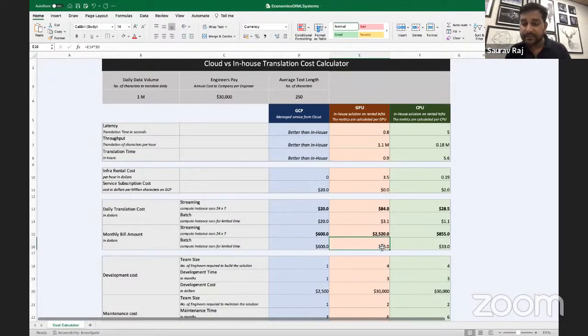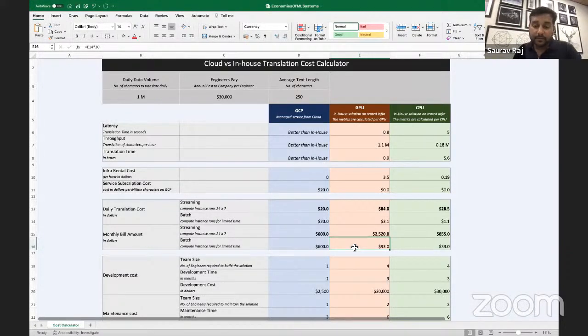For a batch use case, GCP turns out to be expensive, and the in-house solutions on GPUs and CPUs are much cheaper compared to GCP. Okay, so far the story is that if your solution is of type streaming or real time, then it's better to go for a cloud-based approach. You simply subscribe to the cloud-based solution, and you are better off. I mean, that's how the story looks.